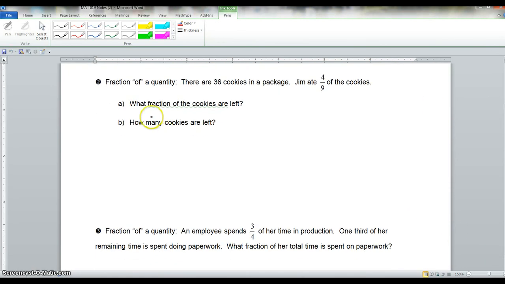Okay, number 2. Here we have problem number 2. It says fraction of a quantity. There are 36 cookies in a package. Jim ate 4/9 of the cookies.